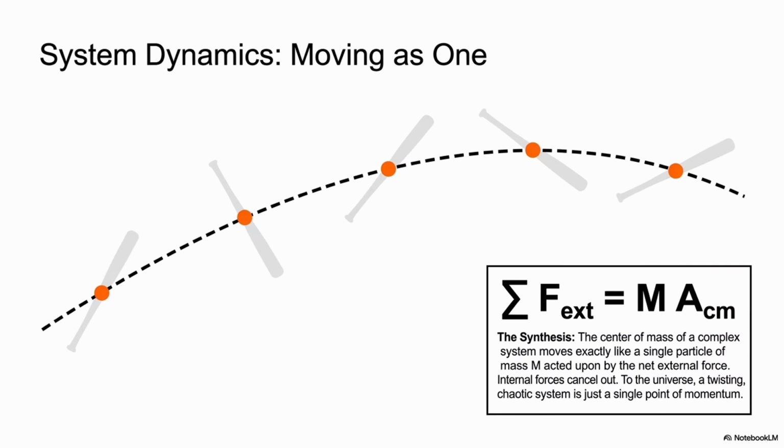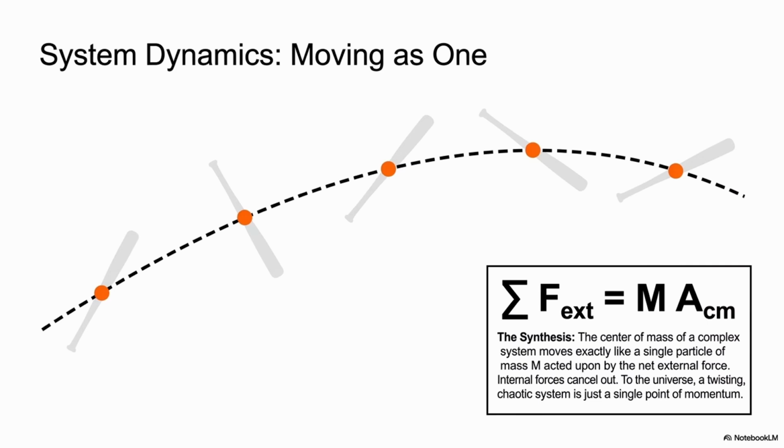Internal forces cancel out. Wait, really? How? Because for every part of the bat pulling in one direction, another part is pulling back with equal force just to keep the wood from flying apart. To the universe, a twisting, chaotic system is just a single point of momentum. Its center of mass moving in a beautifully smooth arc. The net external force only acts on that center of mass. Oh, wow. So the universe just completely ignores all the internal spinning and drama, it just sees the anchor point.